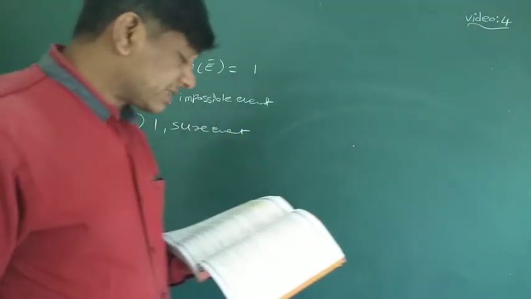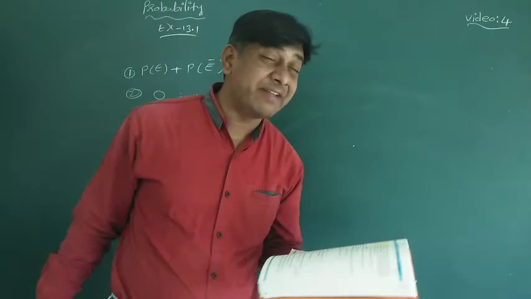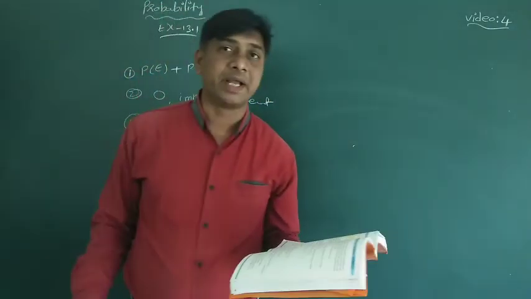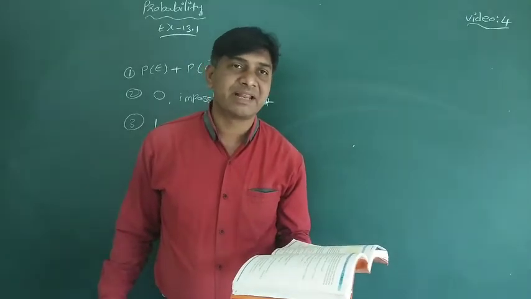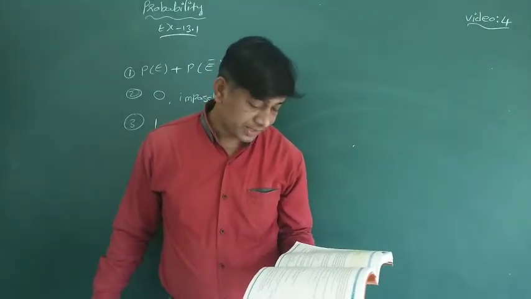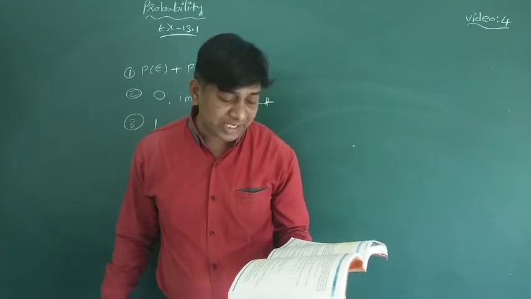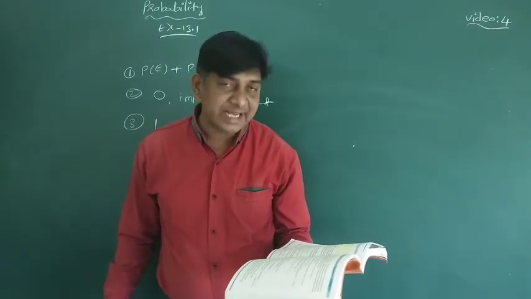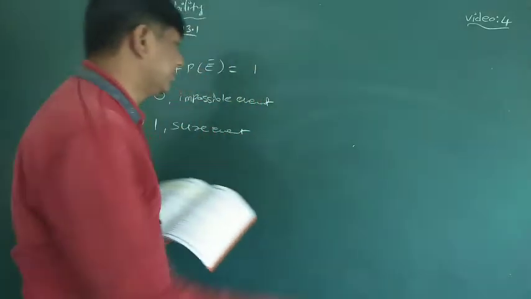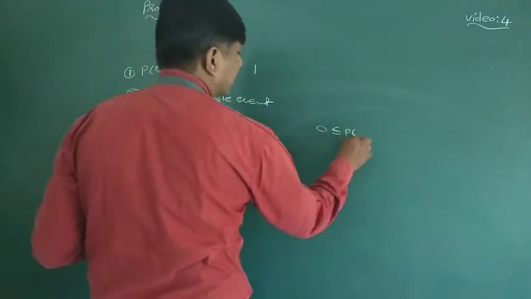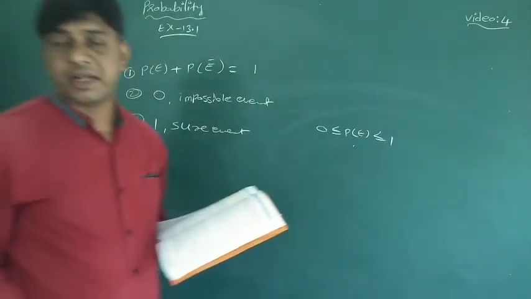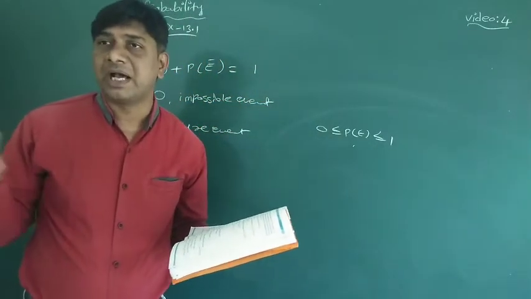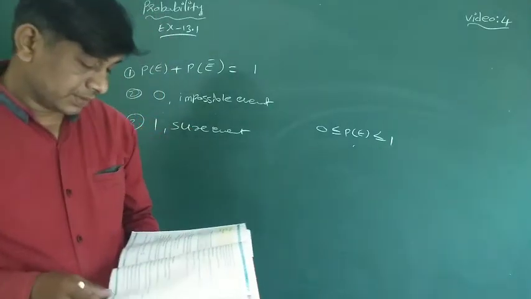Sure event. The sum of the probabilities of all the elementary events of an experiment is 1. Next, the probability of an event is greater than or equal to 0 and less than or equal to 1. That is, 0 ≤ P(E) ≤ 1. Those are the bits.